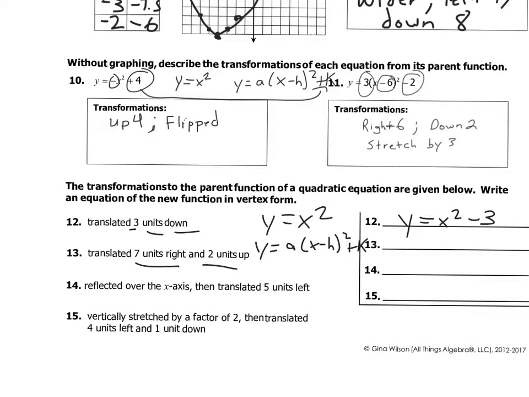7 units to the right and 2 units up. That means we're going to be affecting the h and the k. So 7 units to the right would be affecting the h. So that would mean x, and it's to the right. So right would be -7 squared. And then 2 units up would be +2. Reflected, that means it's going to be negative over the x-axis, then translated 5 units to the left. So that's going to be to the left, means we're going to be affecting the h. So that would be -x, and since it's to the left, it'll be +5 squared.